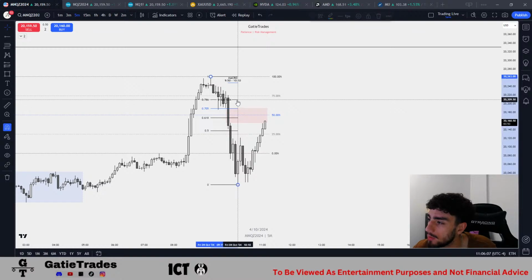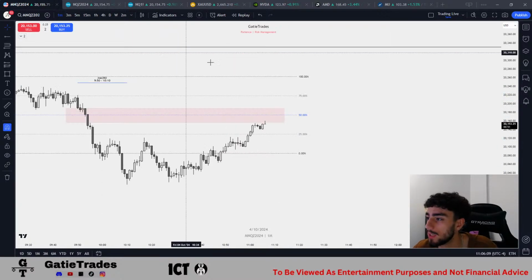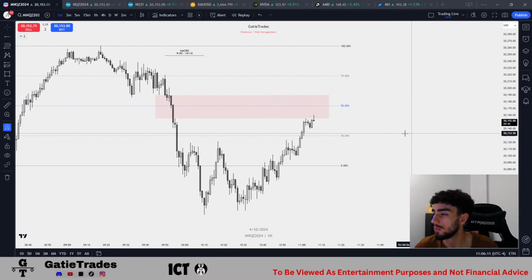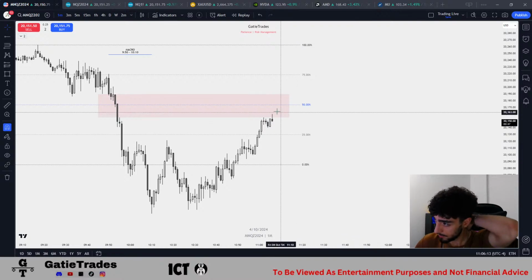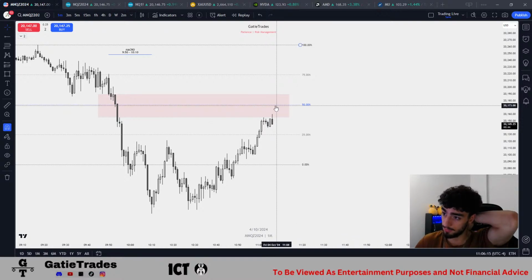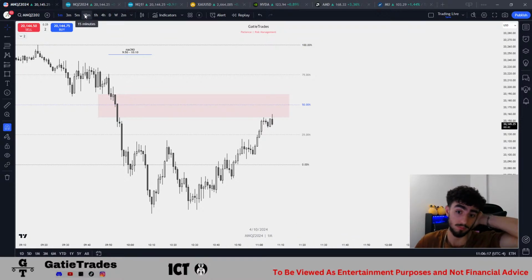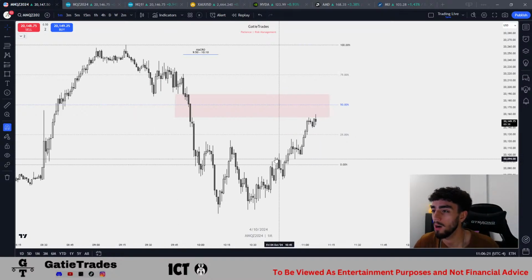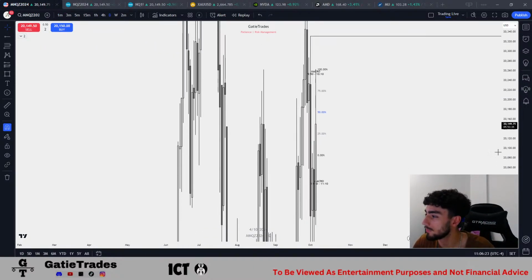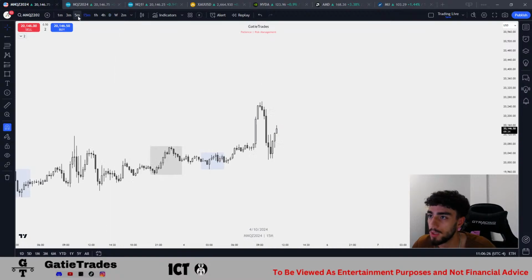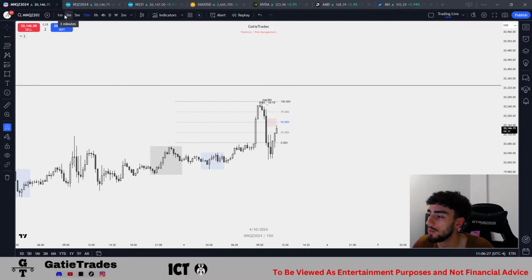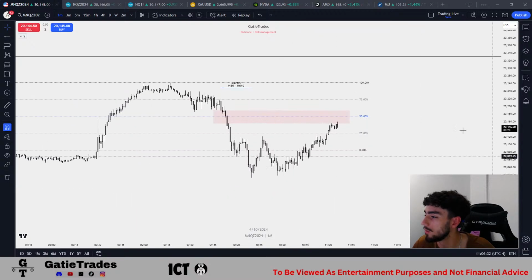We're right about at OTE. There's the 5-minute fair value gap tapped in. That would have been your TP. See if we can get 50%. We made our way back up there, forming a 15-minute bullish fair value gap.